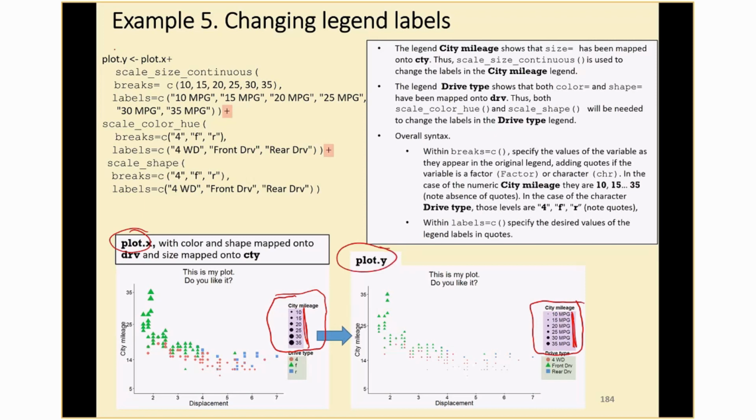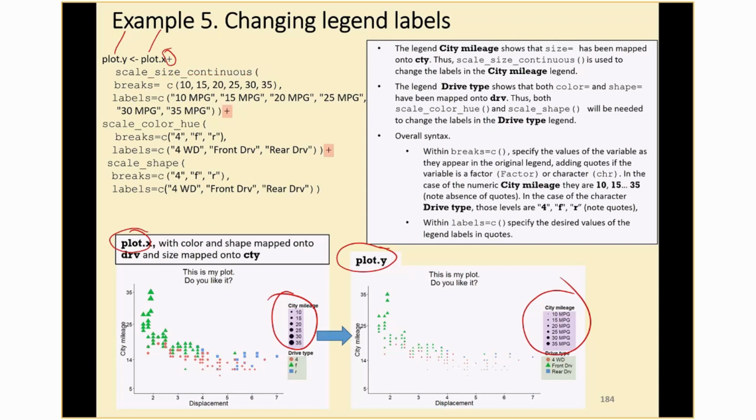So to make plot Y, I start off with plot X, and then I'm going to add a layer. Now, if I'm thinking about this particular legend here, where did this legend come from? This legend arose because I mapped the size of the marker onto the city mileage. And what's the scale that would have been used to have done that? It would have been scale size continuous. So I'm going to begin with that function. And there's the open and there's the closed parenthesis associated with scale size continuous, which is a scale responsible for making those legends.